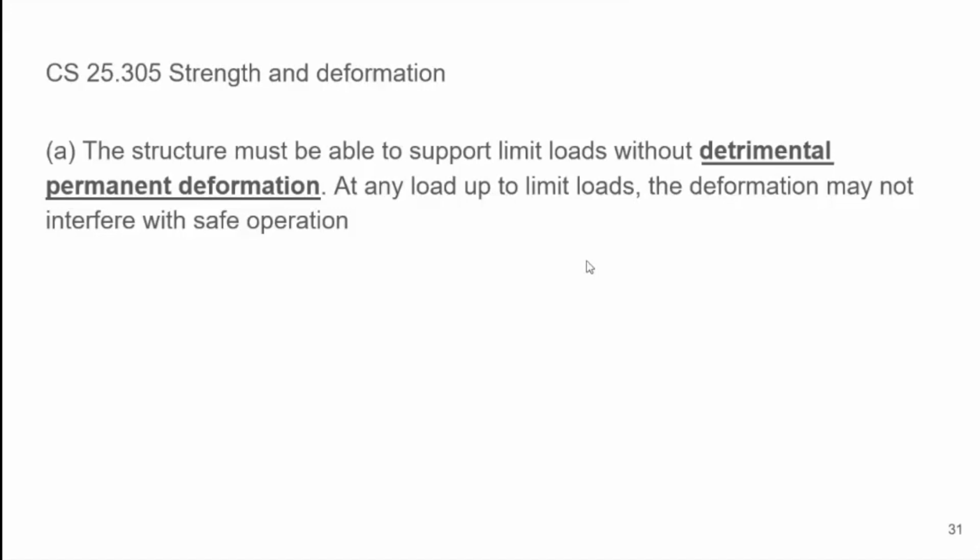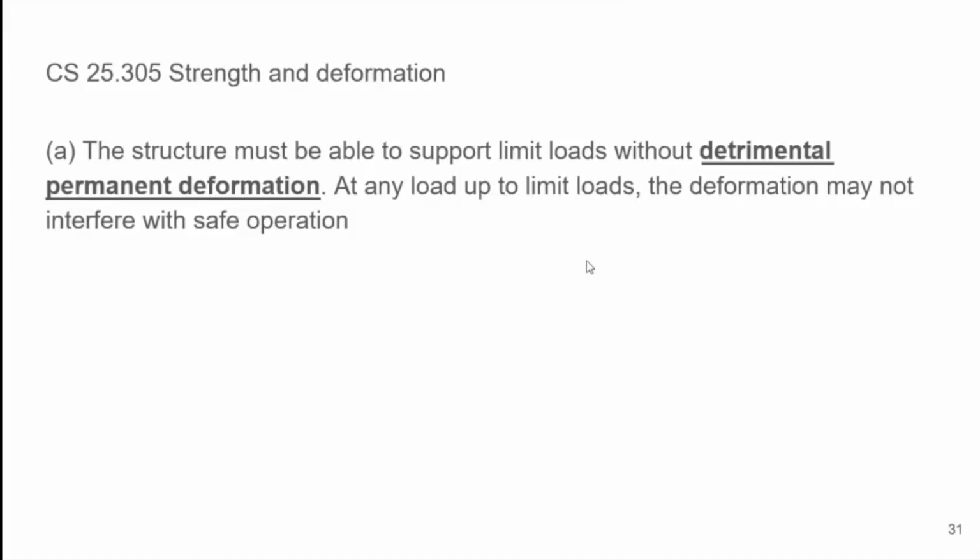That is something that we have to look at. When you look at the standard, it's quite straightforward: permanent deformation. However, in composite, that may not be the same. You may have deformation, but it comes back to normal.